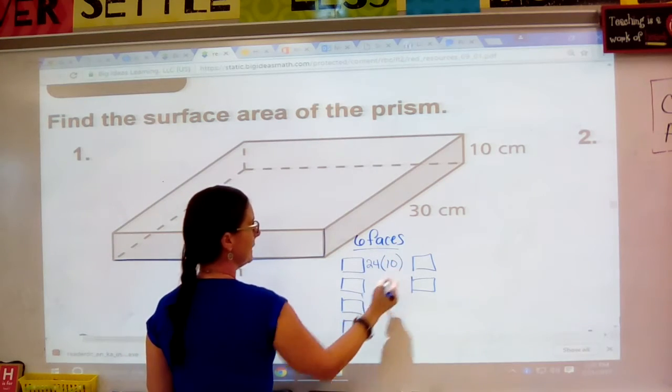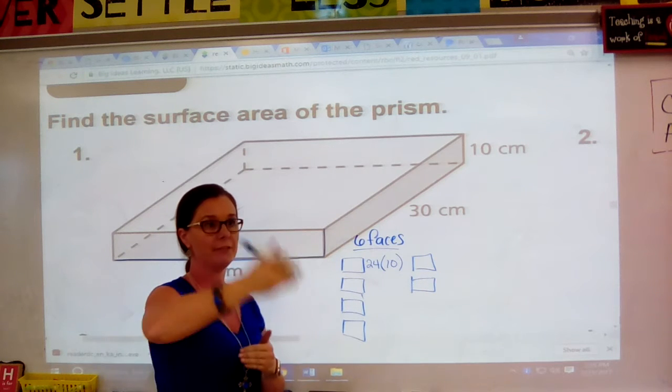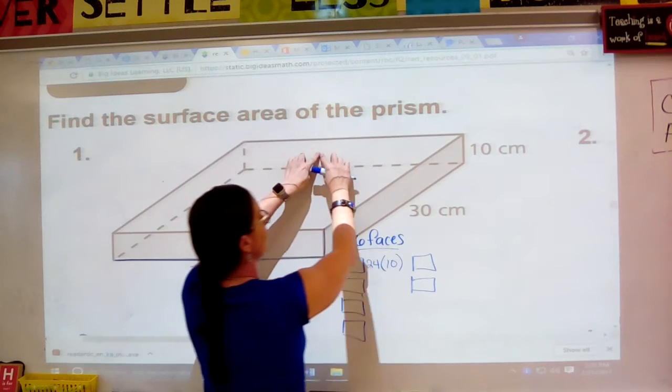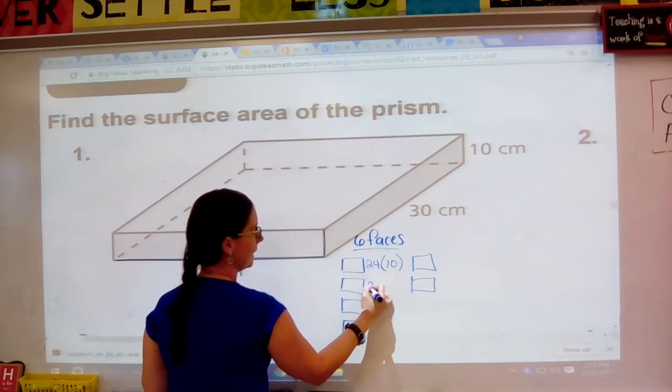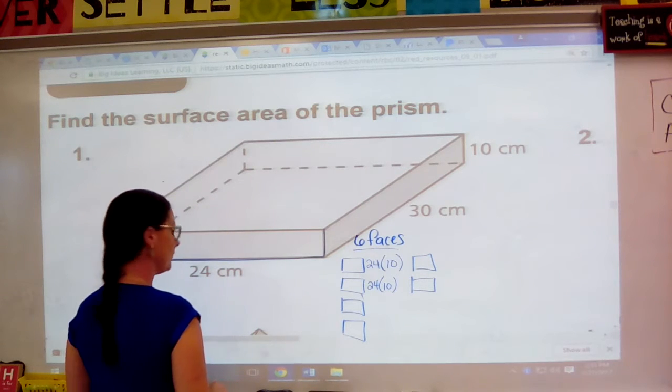So 24 by 10. Also, rectangular prism, we know that opposite faces measure exactly the same. So this face here will measure exactly the same as that face on that end. So I'm going to have 2 that are 24 by 10.